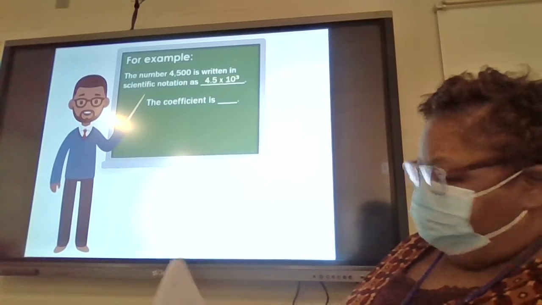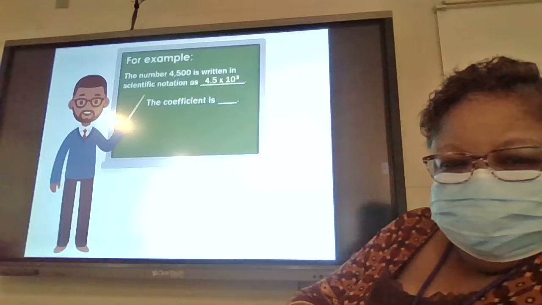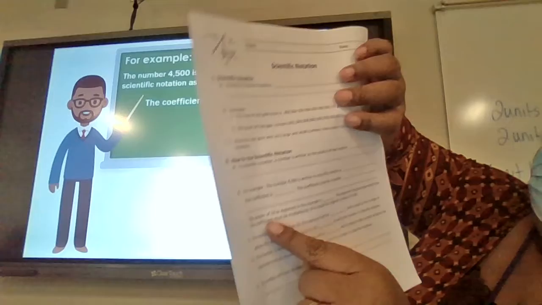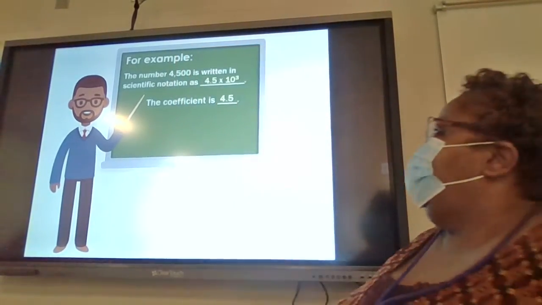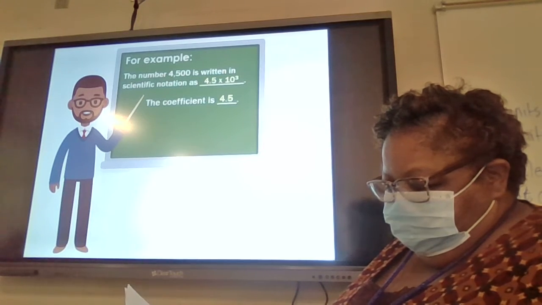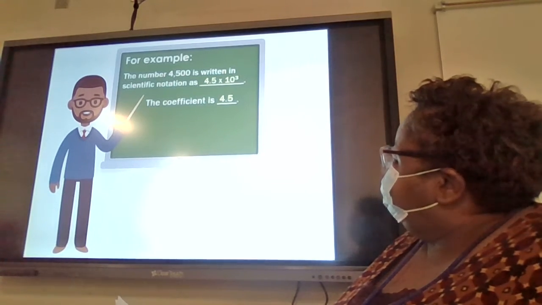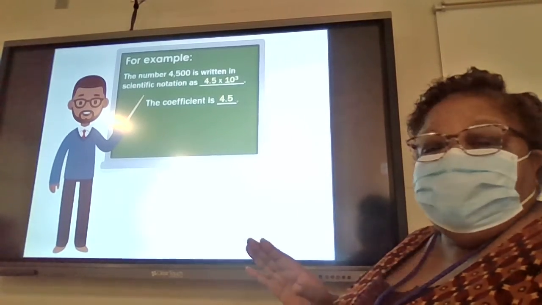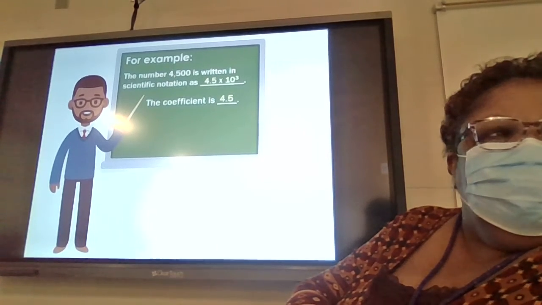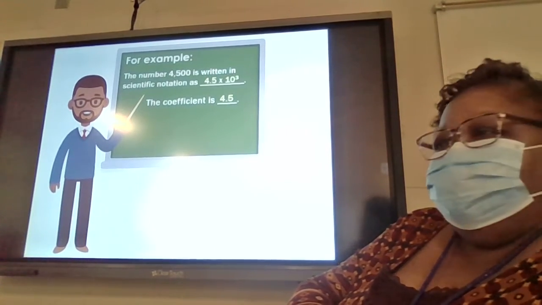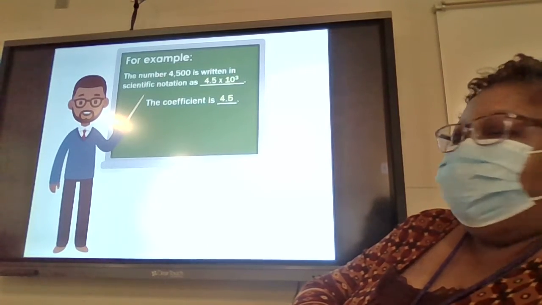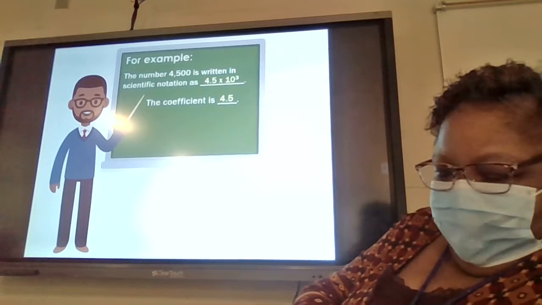Okay, so the coefficient is 4.5. So you want to write that where it says the coefficient is. That's on 2B. The coefficient is 4.5. So we have a coefficient and a power of 10. Earthquakes use the Richter scale. If they didn't write it in Richter and wrote magnitude instead, they would write it in scientific notation.